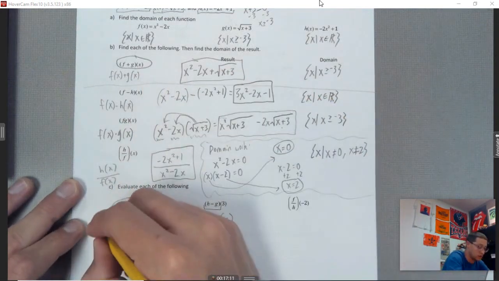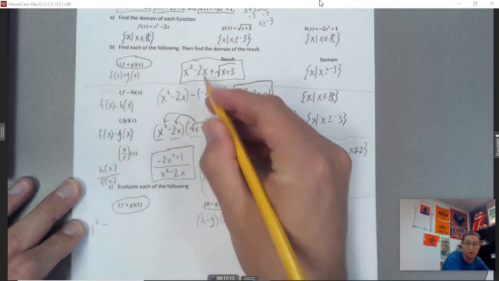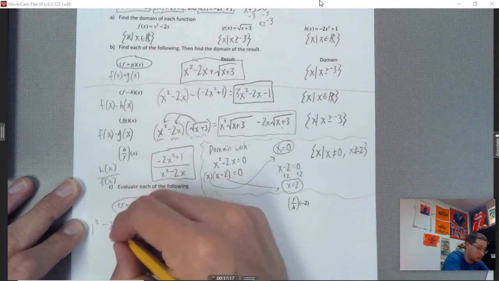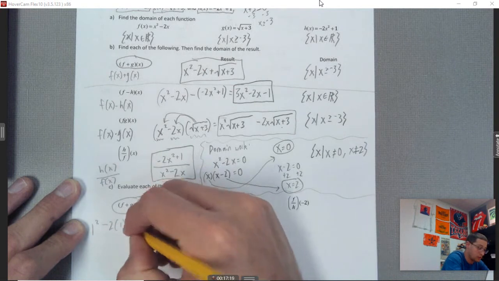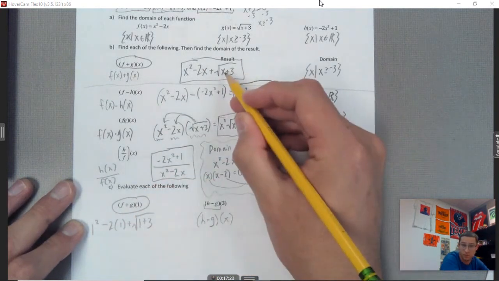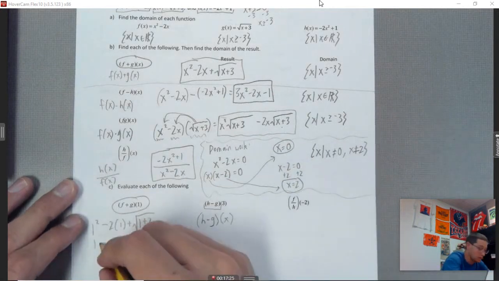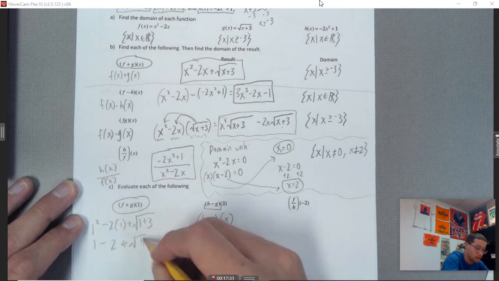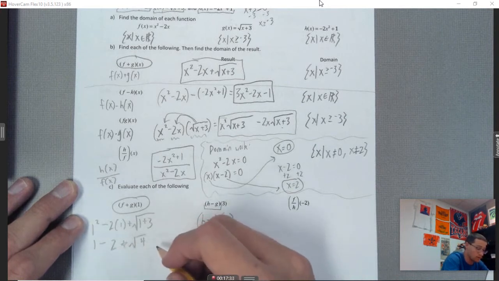Okay, so here we go, 1 squared. All right, again up here, 1 squared minus 2 times 1, plus the square root of 1 plus 3. Okay, and we evaluate 1 minus 2, plus the square root of 4. I'll go ahead and do the square root of 4.